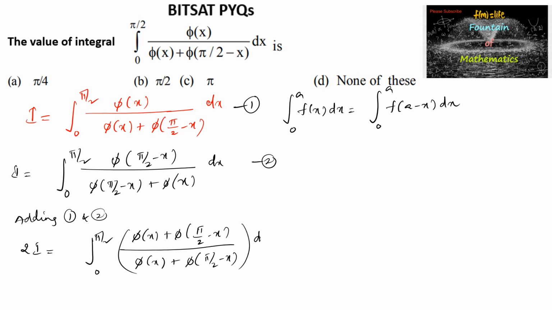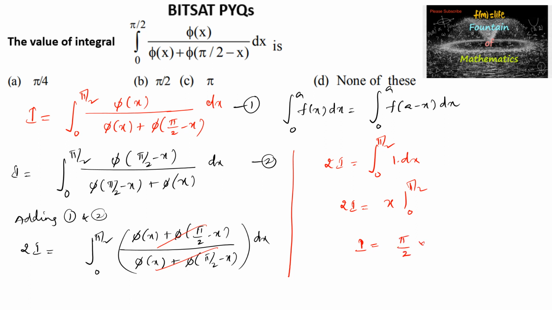whole dx. So we can cancel both numerator and denominator, and we have 2I is equal to integral 0 to pi by 2 of 1 dx, that is 2I is equal to integration of 1 dx is x over the limit 0 to pi by 2, that is I is equal to pi by 2 into 1 by 2, which is pi by 4. So we can go with option A, pi by 4.